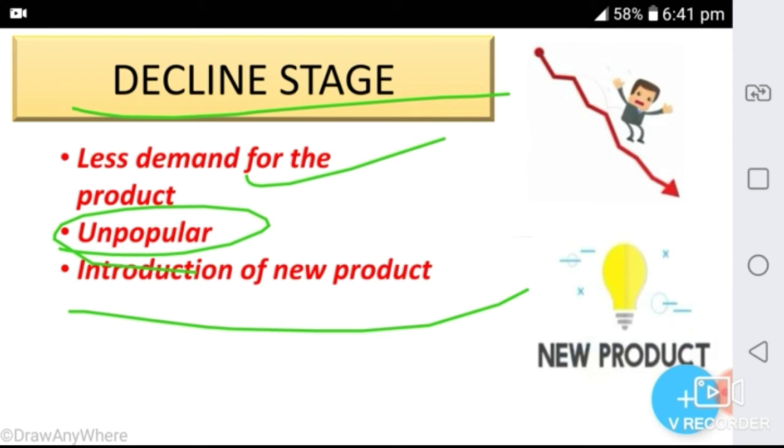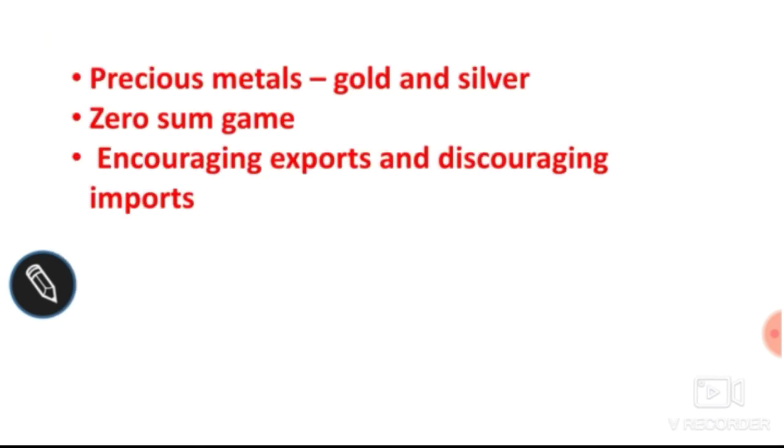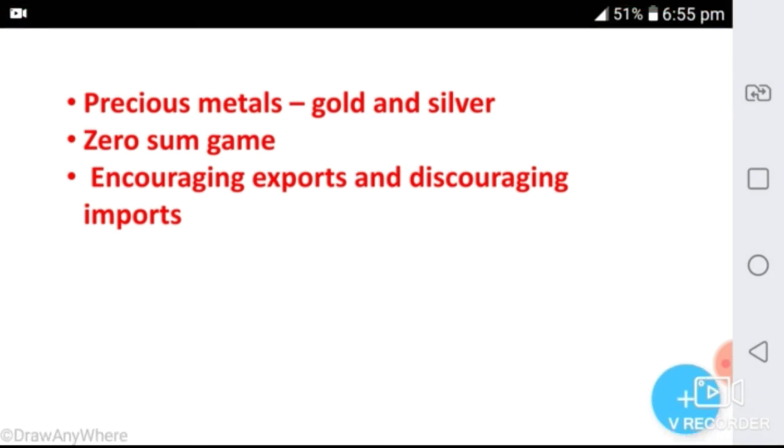Next one, theory of mercantilism. It is an economic philosophy. Basically, they were philosophers, traders, and bankers who were writing certain things about international trade. The national wealth of the country was reflected in the amount of precious metals. Here, precious metals mean gold and silver.